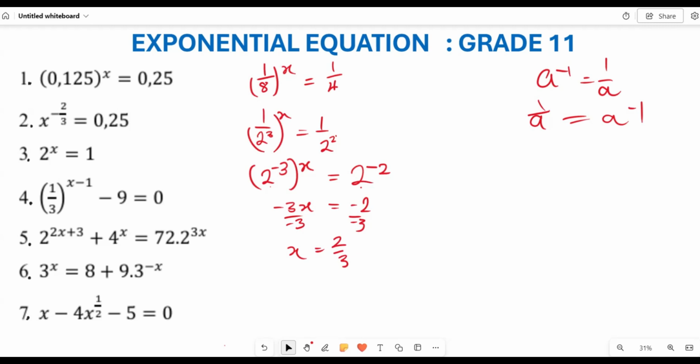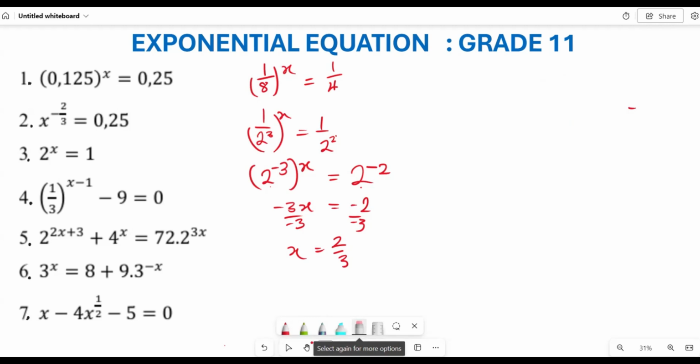Now let's look at the next question and see what we are doing here. In the next question, what you have is x to the power of negative 2 over 3, which is equal to 0.25. By now we know that 0.25 is the same as 1 over 4.